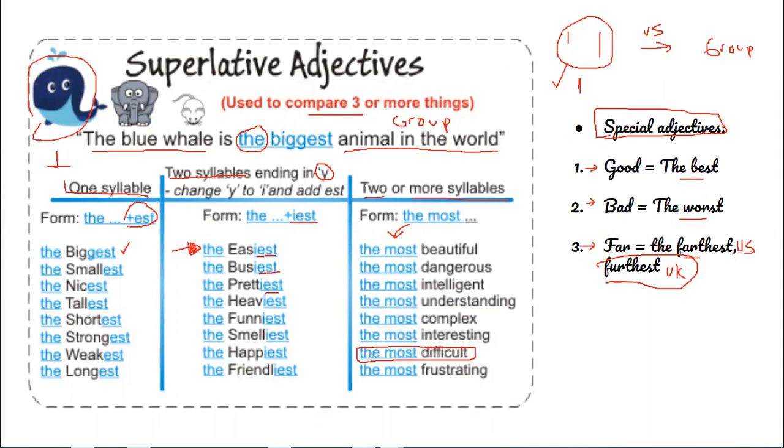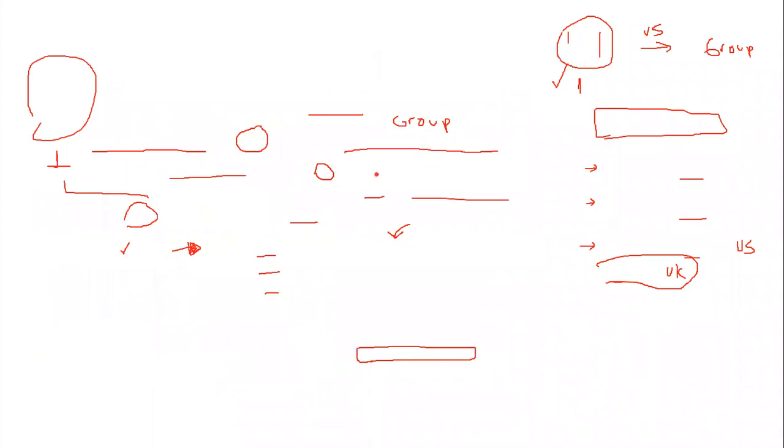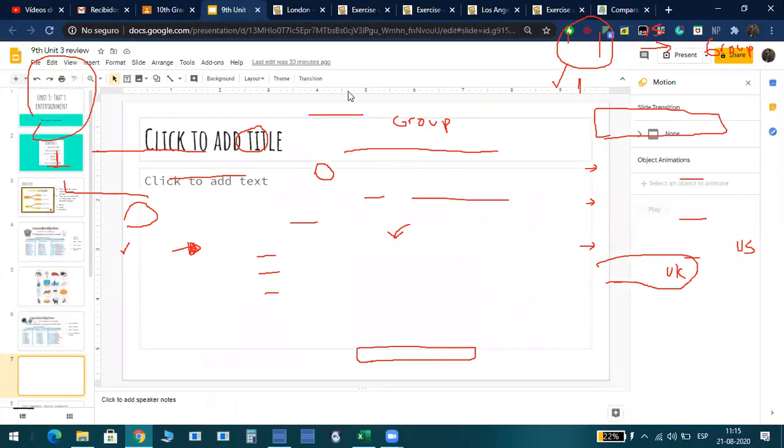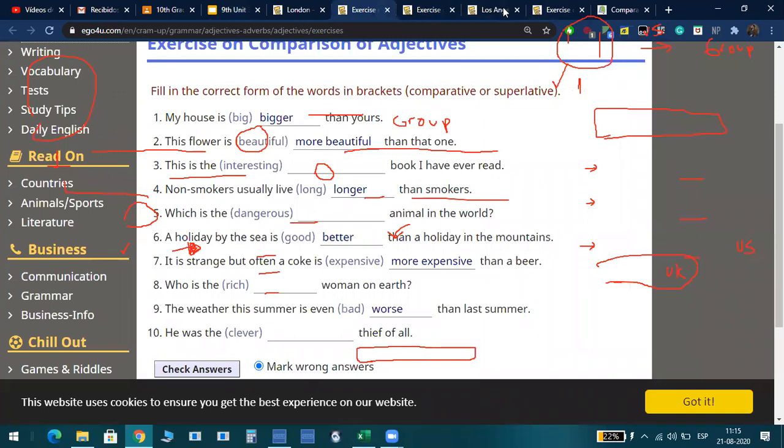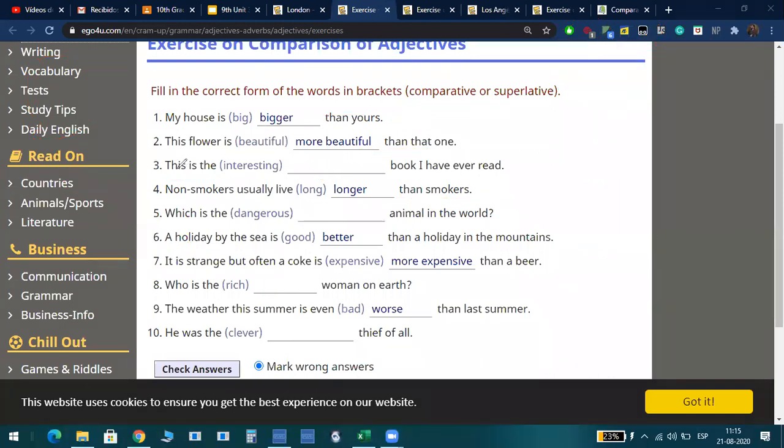Vámonos, vamos a practicar superlativo. Para hacer esto tenemos que... Yeah, we're going to go to the same website. Are you there? Okay. All right, so we mentioned that number three, number five, number eight and number 10 are superlative. And let's have a quick go.